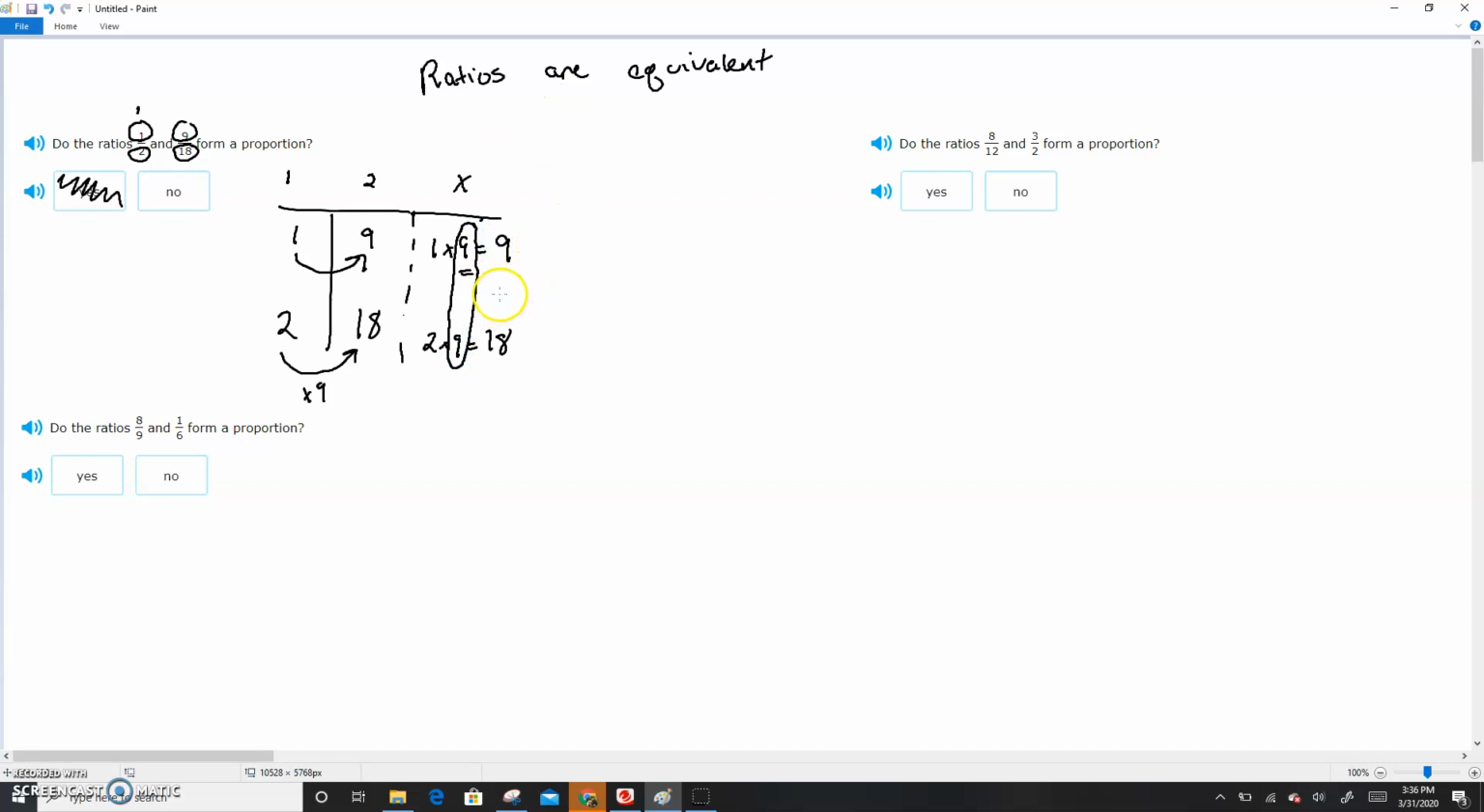Some of you might remember this phrase. This number is called our constant of proportionality. Now, you don't need to know that in order to solve these specific problems. You could also look at 1/2 and 9/18 and realize that 9/18, I can divide top and bottom by 9 and get 1/2, and 1/2 equals 1/2.